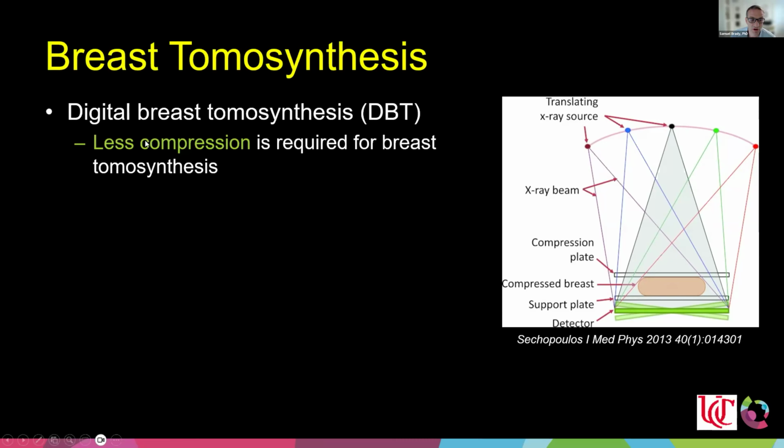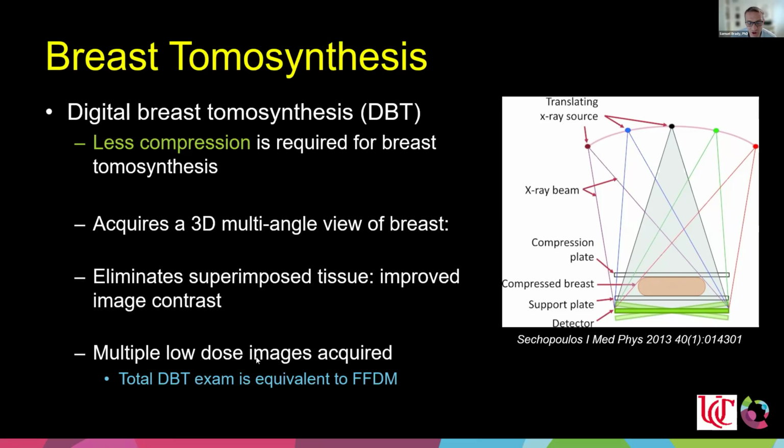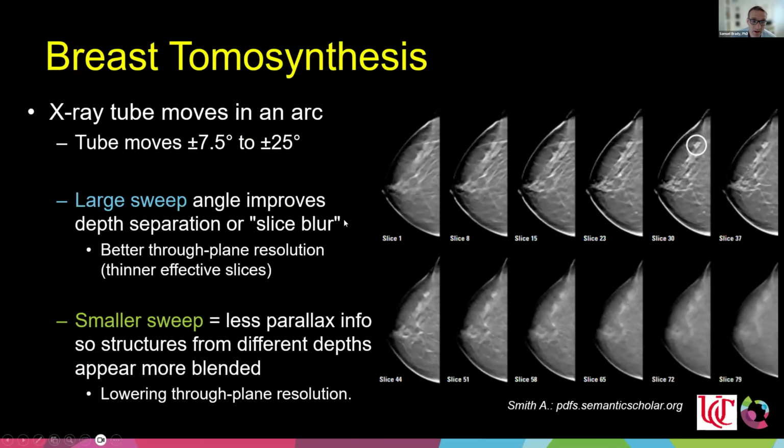Digital breast tomosynthesis requires less compression. Obviously, it gives us a 3D view, so it removes superimposed tissue compared to the FFDM 2D view. And even though we're taking multiple images, each image itself is low dose, and so the overall dose is fairly equivalent to FFDM. So we're not increasing the dose risk, we are just acquiring, and we're able to get a 3D view of the breast at basically the same dose.